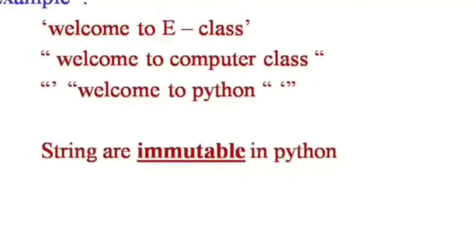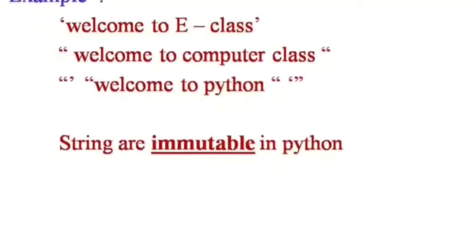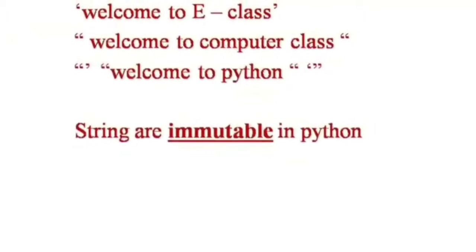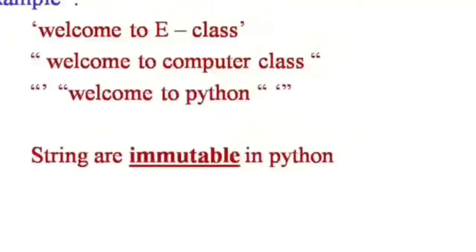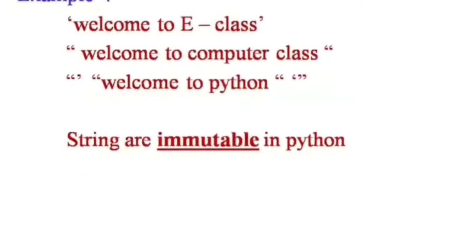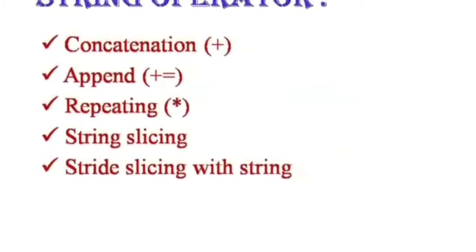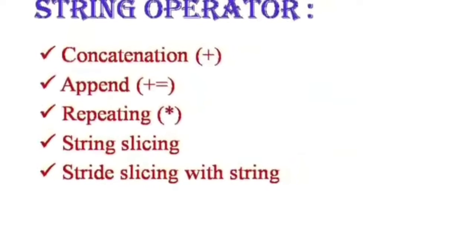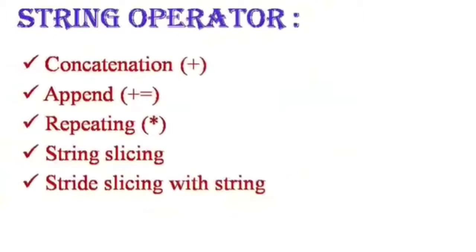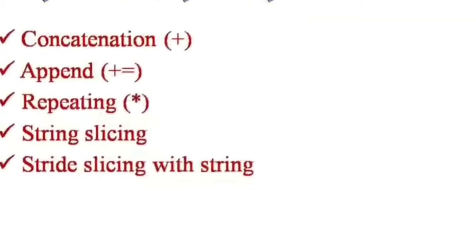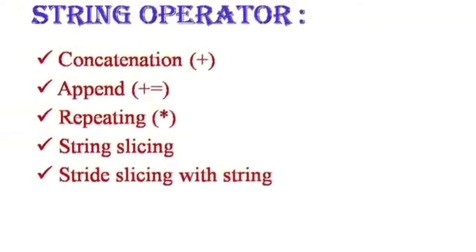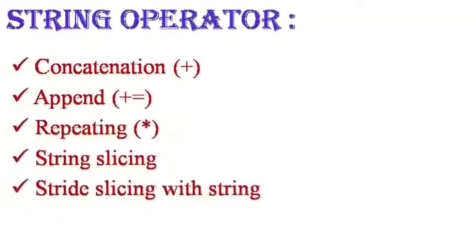These are the examples for string. It is given in single, double and triple quotes. Strings are immutable in Python. Next one we have is the string operators. The operators are concatenation, append, repeating, string slicing and stride slicing with string.